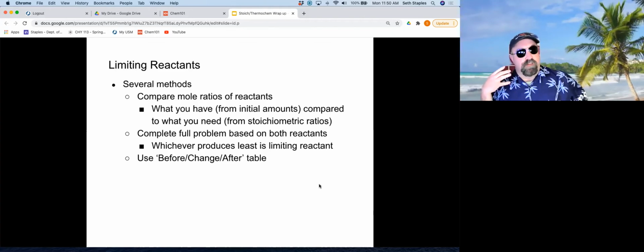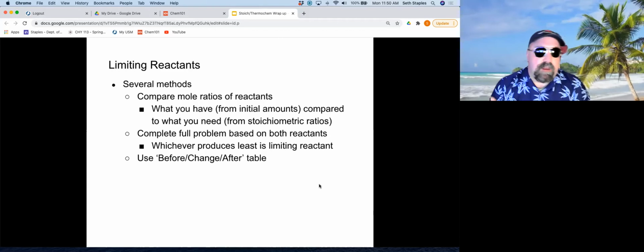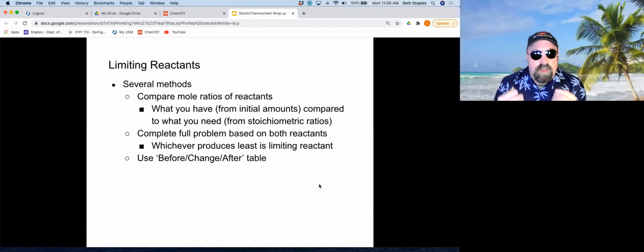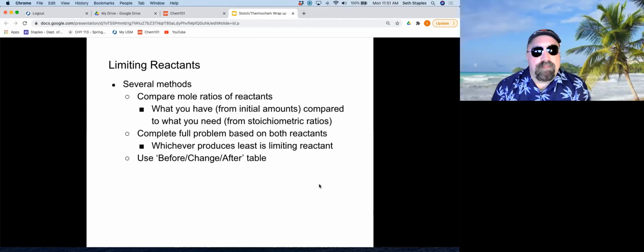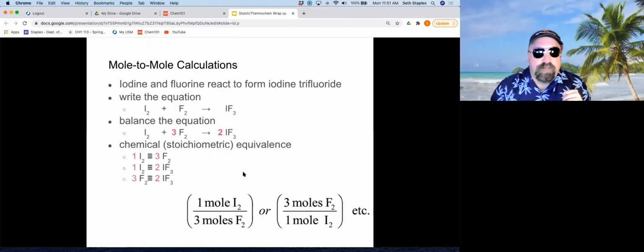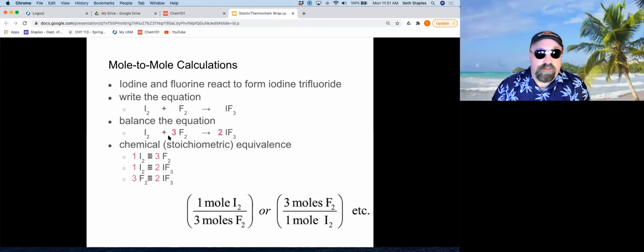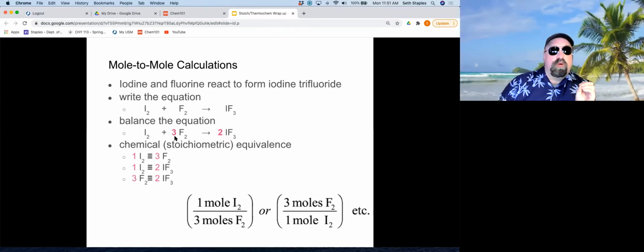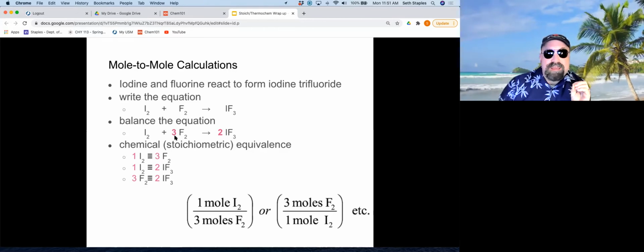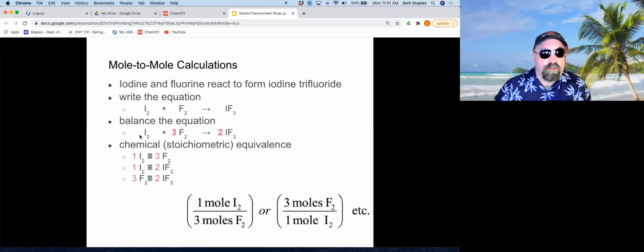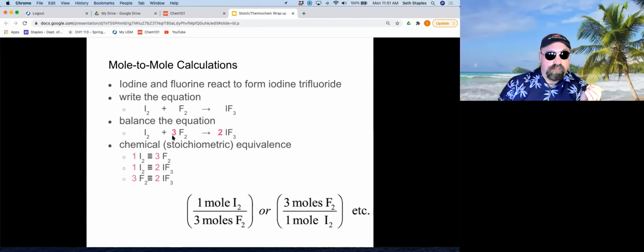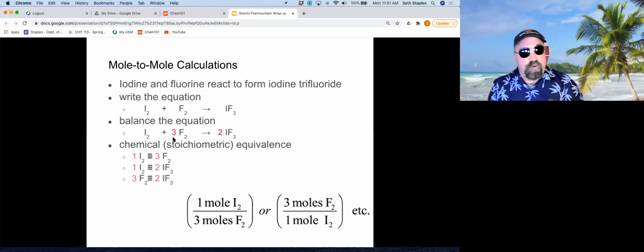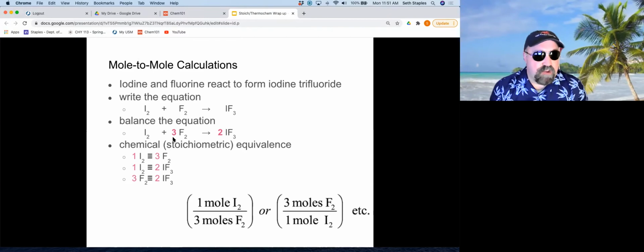Say, for instance, in our iodine and fluorine example earlier, if we convert our given amounts to moles, whatever we started with, and let's say we found that we have 2 moles of F2 to every 1 mole of I2. We would then compare that to the ratio of what we need, which is 3 moles of F2 to 1 mole of I2 from our given balanced equation. And so we would say that F2 is our limiting reactant in that reaction.